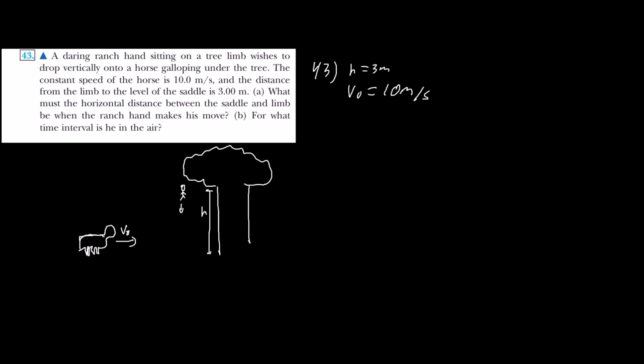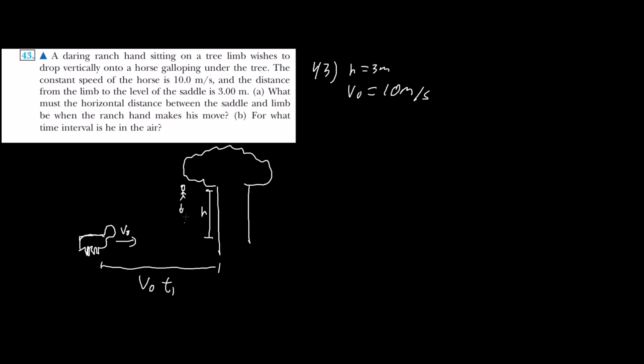In fact, let's fix this a little, just to make it a little clearer, because he's going to land on the saddle. So, folks, what must the horizontal distance be between the limb and the ranch hand as the horse starts moving? He's going to travel some distance, which is going to be the velocity times the time it takes.